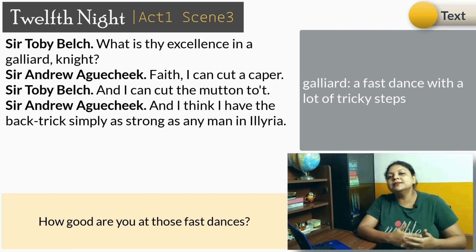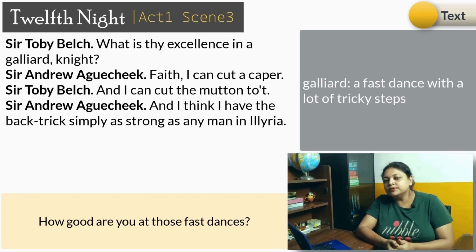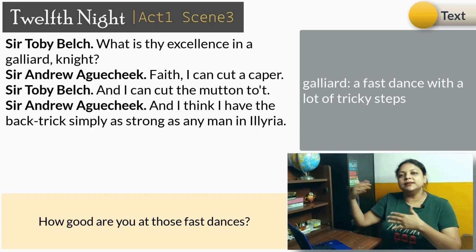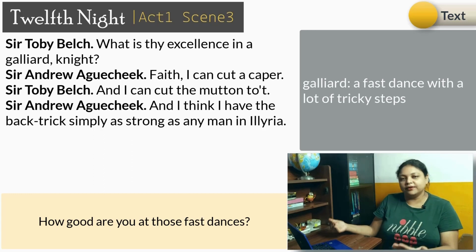So now Toby is asking questions about Andrew's capability in dancing. Different kinds of dances are mentioned here, and Toby is asking one by one, do you know this kind of dance? Do you know this kind of dance? So galliard is a step, a way of dancing.